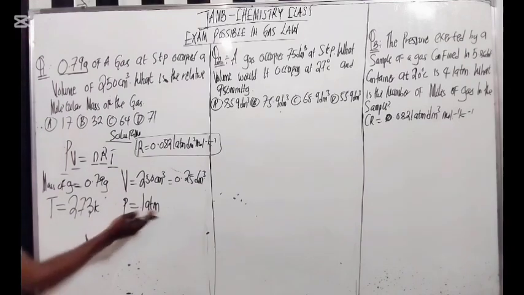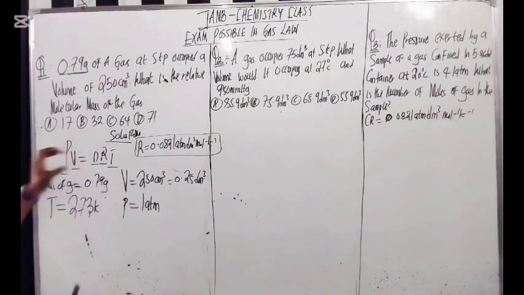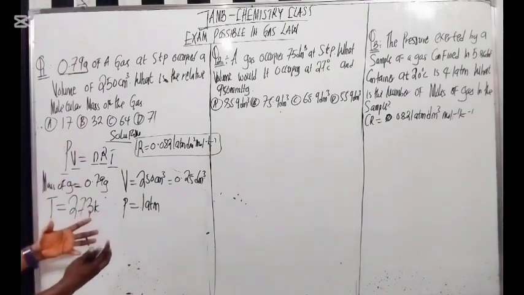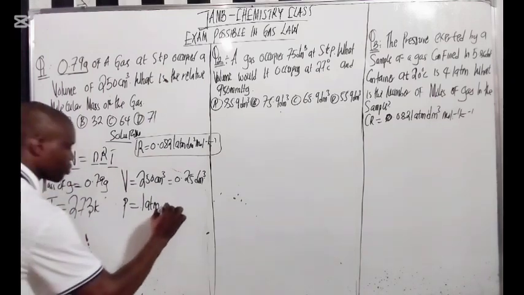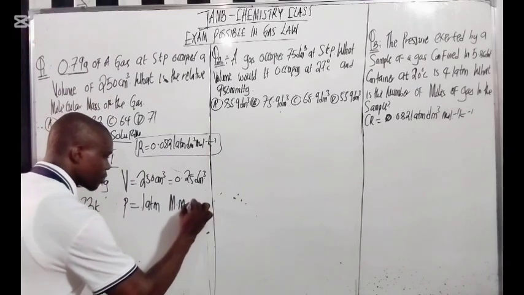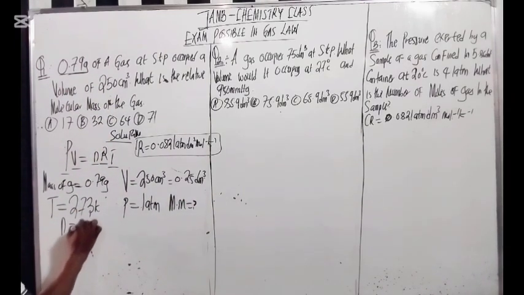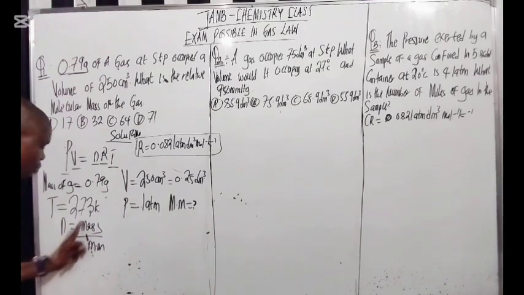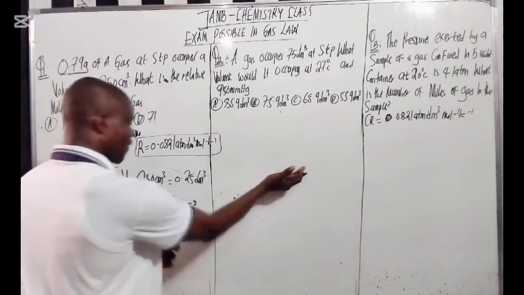So what are we going to do here? Now remember, we have been asked to calculate the molar mass, but here we have mole. But we know that mole equals mass over molar mass. It means that in the place of this mole here, I'll put mass over molar mass. Let me just come over here.